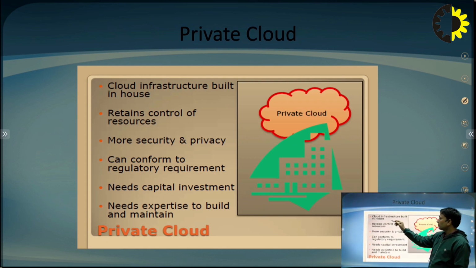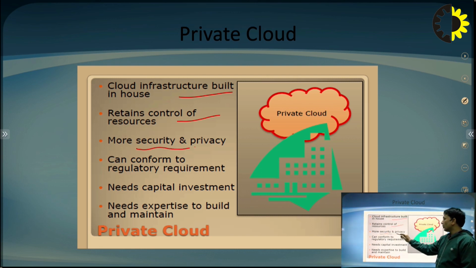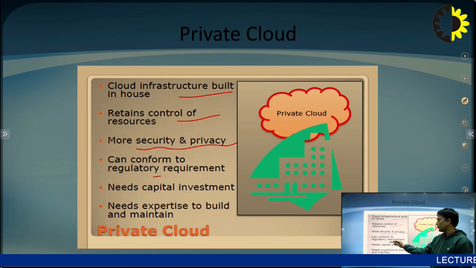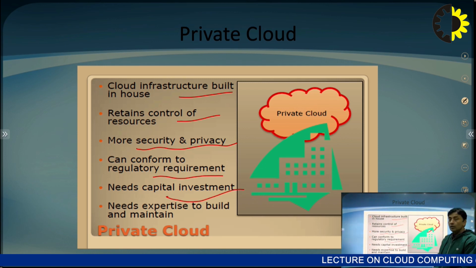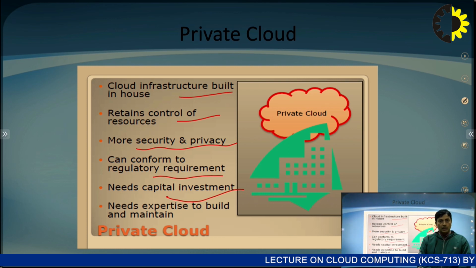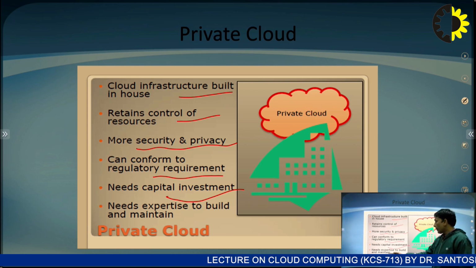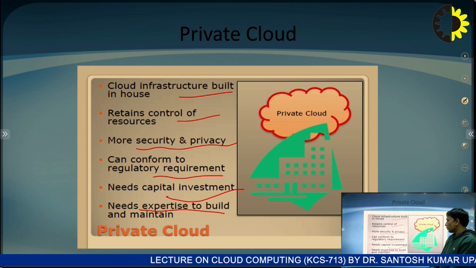Private cloud: here we can see the cloud infrastructure built in-house retains control of the resources. That means the consumer has much more control over the services and resources, more security and privacy, and can conform to regulatory requirements. It needs capital investment, which is certainly costly in comparison to other clouds, and needs expertise to build and maintain.